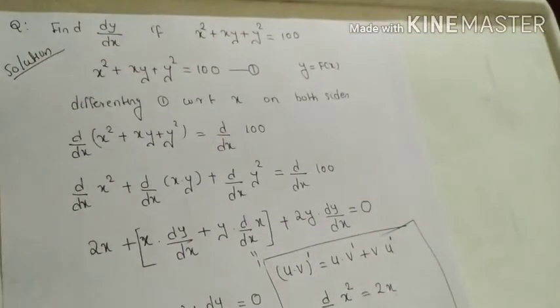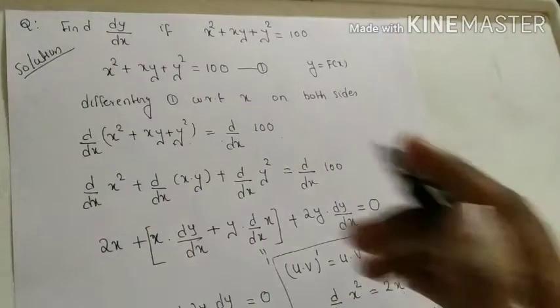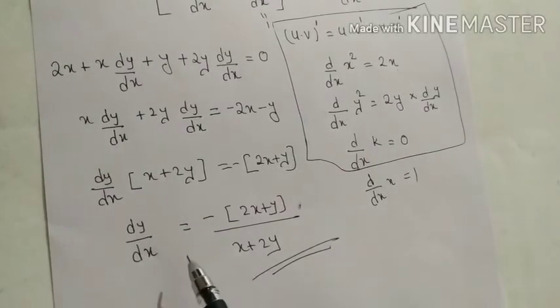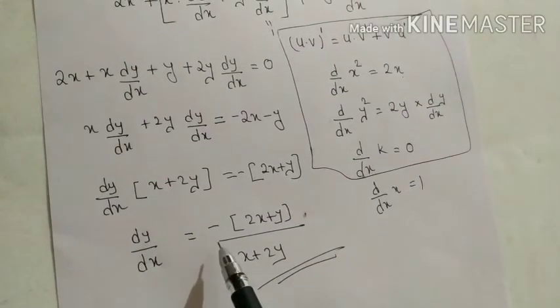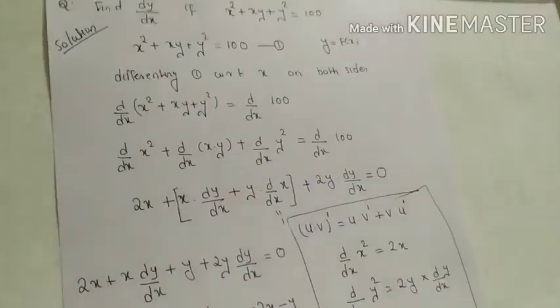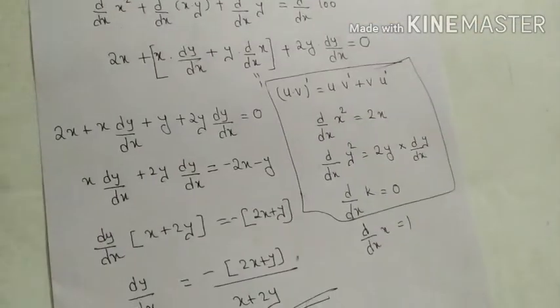Our question is to find dy by dx. So by using this step, we get dy by dx equal to minus (2x plus y) divided by (x plus 2y). I hope you understood this question.